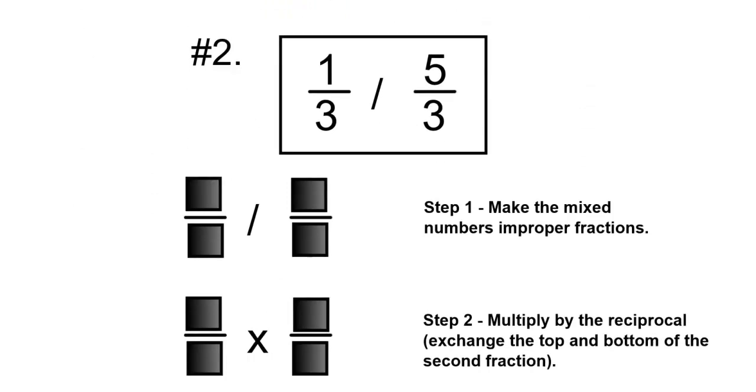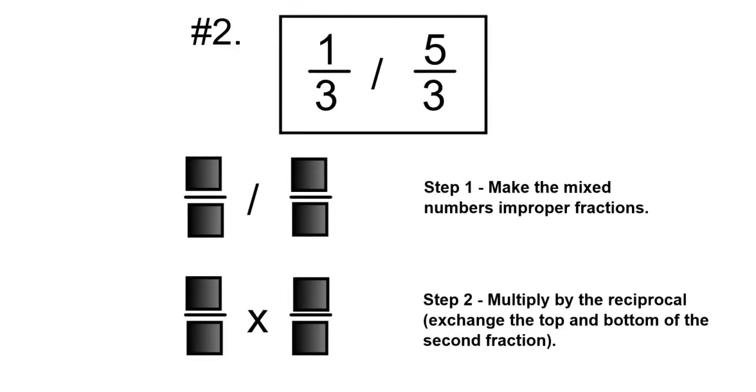Number 2, 1 over 3 divided by 5 over 3. Step 1 is to make the mixed numbers improper fractions. They're both improper fractions, so go to step 2. Multiply by the reciprocal, so exchange the top and the bottom of the second fraction. The first fraction will stay the same as 1 over 3.